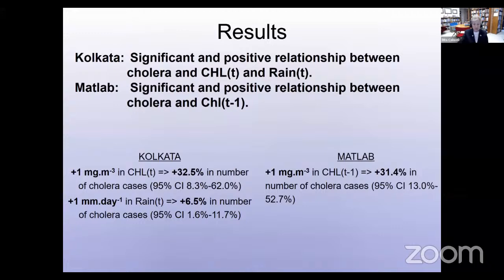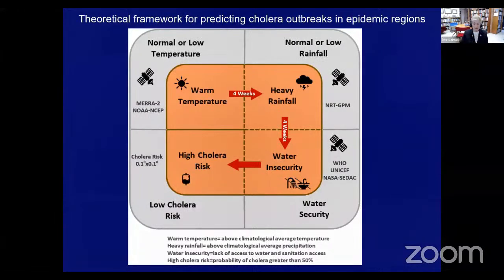So we have a prediction, a crude one in the early stages, but we have developed a more sophisticated model based on analyses of data from India records from 1823 to 1923, putting that into the computer and coming up with historic data as well as the modern data. It shows that when there's a very warm cycle and 4 weeks later a very heavy rainfall in a country where there is poor sanitation and not good access to safe water, the risk of cholera will be very high.